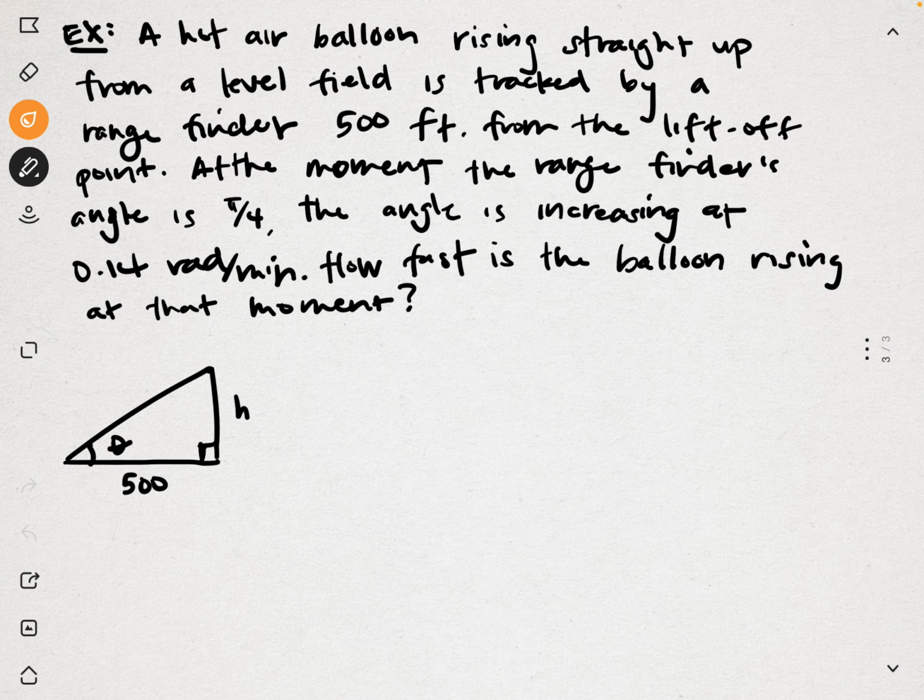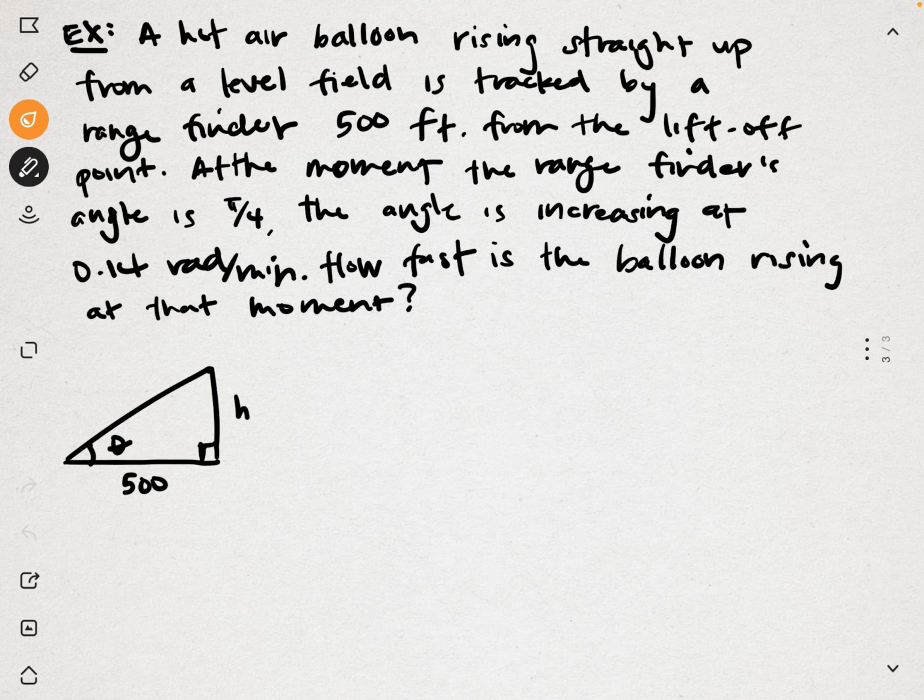So the example says a hot air balloon rising straight up from a level field is tracked by a rangefinder 500 feet from the liftoff point. At the moment, the rangefinder's angle is pi over 4. The angle is increasing at 0.14 radians per minute. How fast is the balloon rising at that moment? So we're being given a lot of information here, right?